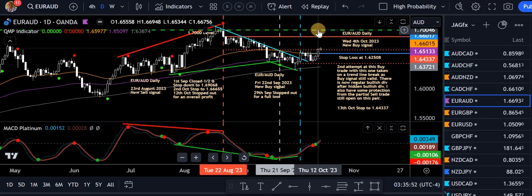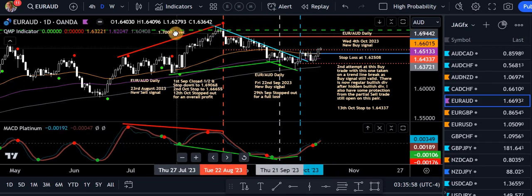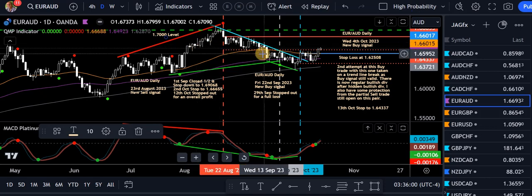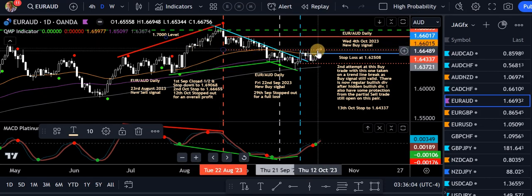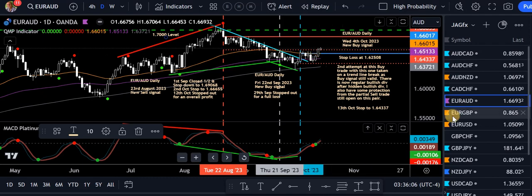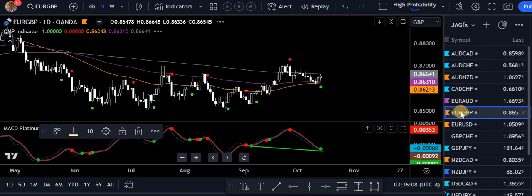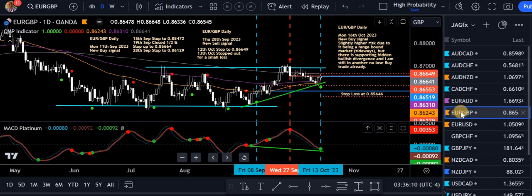Now, if you see these green numbers on the chart, it's normally a big number. In this case, it's the 1,700 level. There is the 1.7 level, a big round number. So we've had a win on the sell, and we're in a buy that's profitable at the moment. So I'll tidy that chart up once the video's done. Euro pound, highlighted in orange, new signal on Monday. All right, a couple of things happened here.